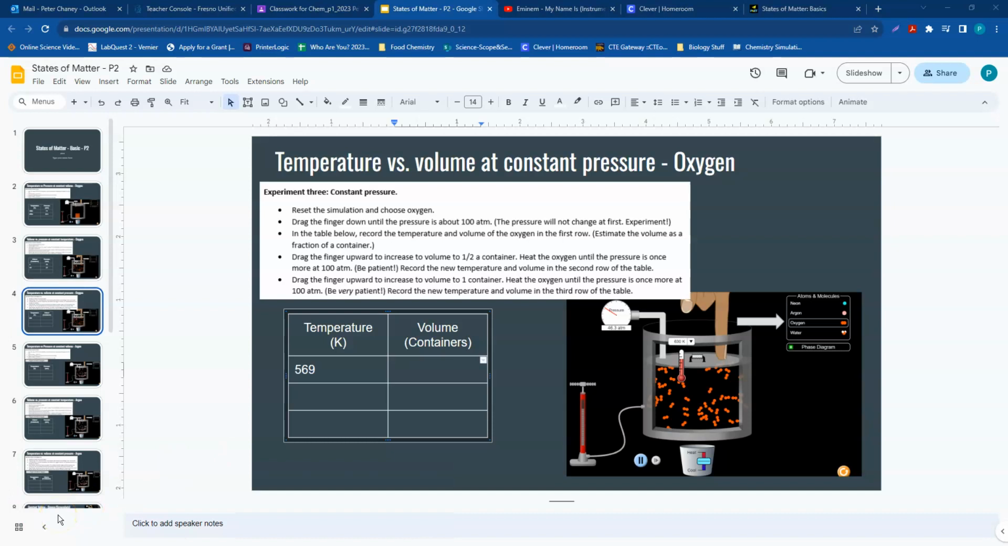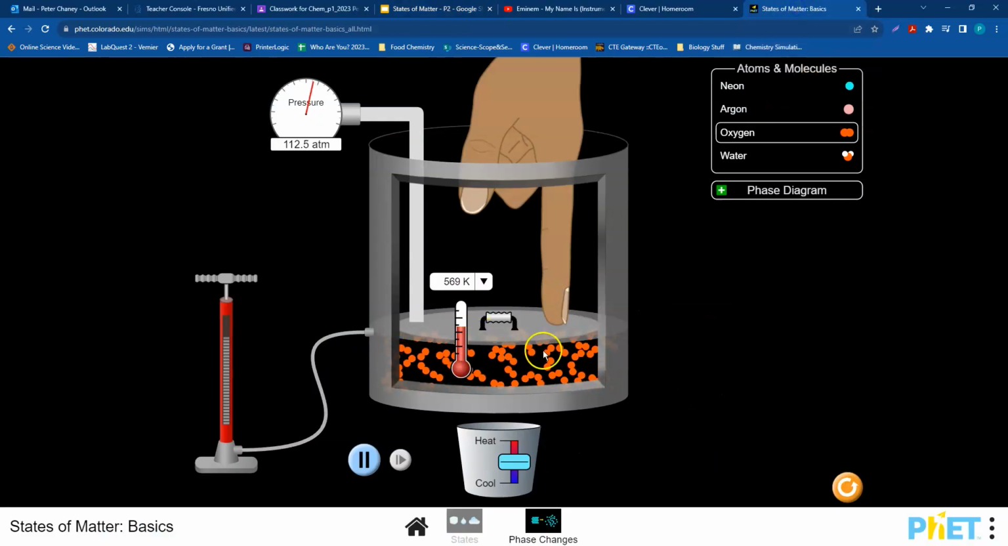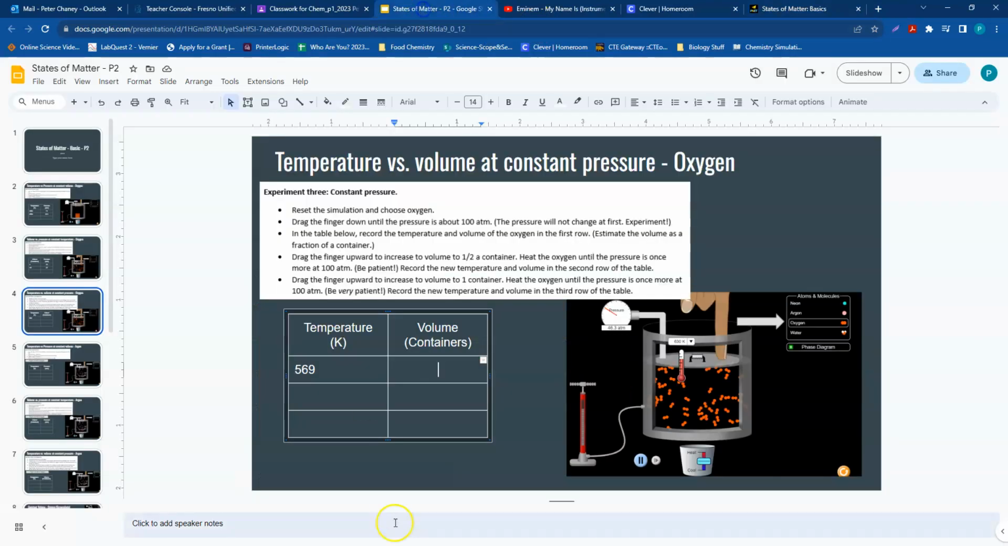In this one, what I'm recording is the temperature and then the volume of the container. So that's 1 or a half or a quarter. This looks to me to be about a quarter. I've recorded my temperature already, and I'm going to put that this is a quarter container, and so forth. So you're going to do that for half a container, and for 1 container, and that'll be the constant pressure one.